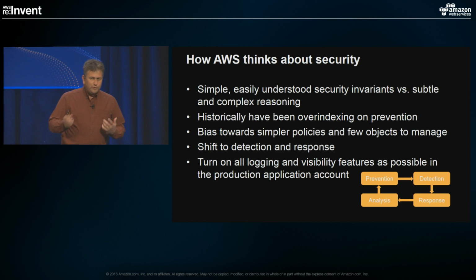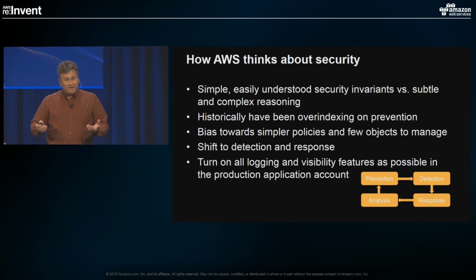So historically, we've been over-indexing on protection, and that's kind of what I said at the beginning. A bias towards simpler policies and fewer objects to manage. Now, this is a nice statement to say. In reality, they are still fairly complex. As a matter of fact, if you look at our solution, some of the policies that we've deployed have gotten a little more complicated than we might like them to be, but they're still fairly simple.